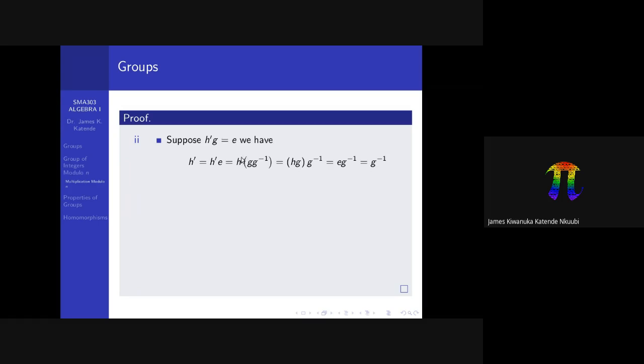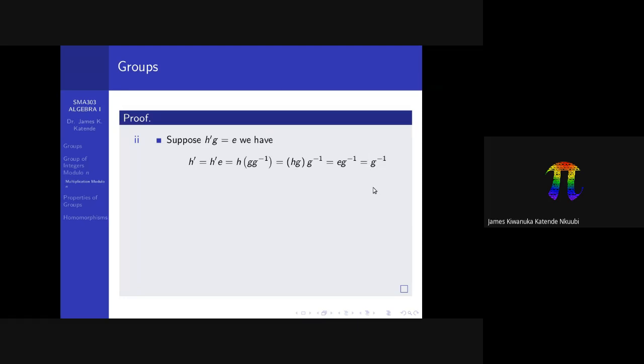There's a prime missing here. We have to correct this. Anyway, I can replace E with G G inverse. Then I have H prime G here, but I know that H prime G is E. So I'm left with E G inverse, and that is just G inverse. So I have shown that H prime is equal to the inverse of G. It was behaving like the inverse here, and we have shown that it must therefore be equal to the inverse.